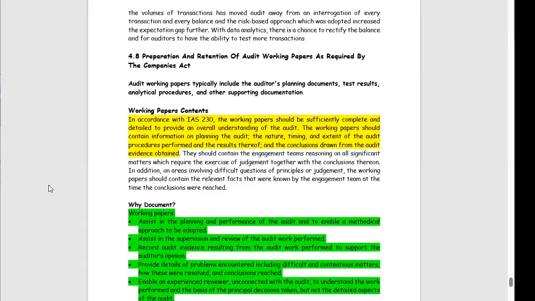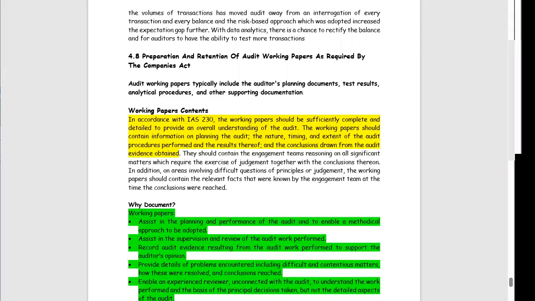So next is, why document? What is the importance of audit documentation? One, working papers assist in the planning and performance of the audit and enable a methodical approach to be adopted. They assist auditors in planning the audit work to achieve efficiency and effectiveness on how the audit engagement shall be performed.